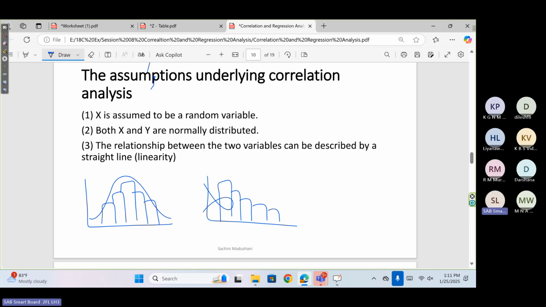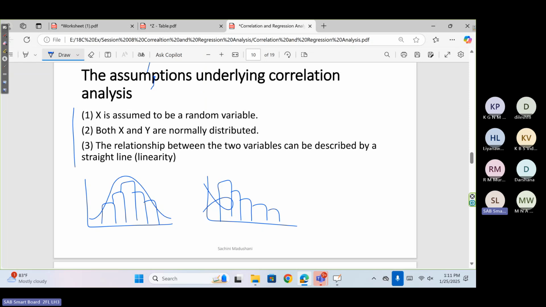Using the scatter plot diagram, we can identify whether there is a linear relationship or not. After these three assumptions are okay, then we can run the correlation analysis. In the examination, there is no need to check these assumptions, but you need to memorize these three points.